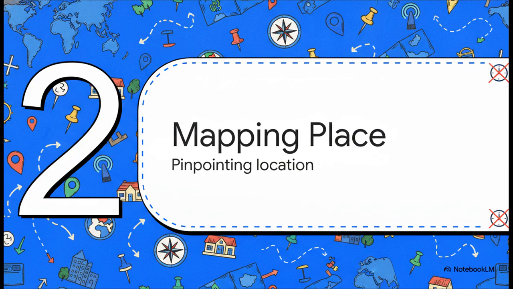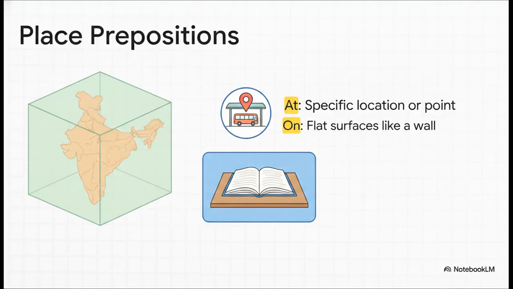Which brings us to Section 2, Mapping Place, pinpointing your exact location. Let's recalibrate that GPS from the clock over to the map. And guess what? It's the exact same camera lens trick we just used for time. At is your single dot on the map. You are at the door. Zoom out to on, and now you're physically touching a flat surface, like your book is on the table. Zoom all the way out to in, and that means you are fully enclosed inside a 3D box or a geographic border, like you are in the room or in India. Exact same logic, just applied to space.